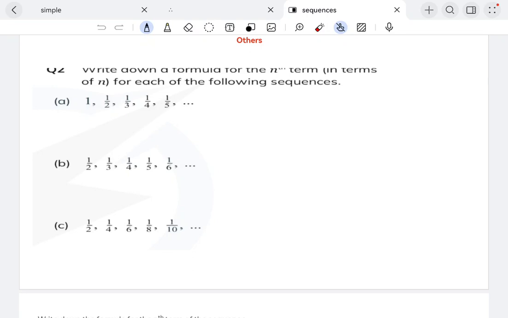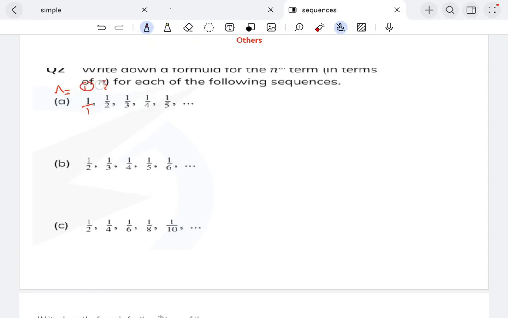So that's what I'm going to do right now. Okay, so I can see all of them are fractions except one. To make sense, I'll make it 1 over 1. So all of them are fractions now. Okay, so don't forget, the first term is 1 over 1.